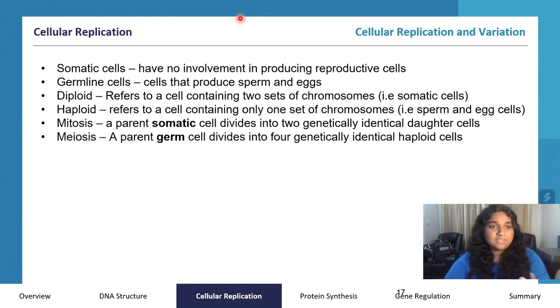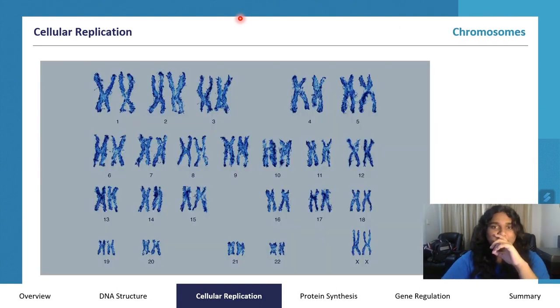So now we go into our two types of cell division. Mitosis is where a parent cell will divide into two genetically identical daughter cells. And then meiosis is a parent germ cell that divides into four genetically unique haploid cells. So we're going to talk a little bit about that process very soon.